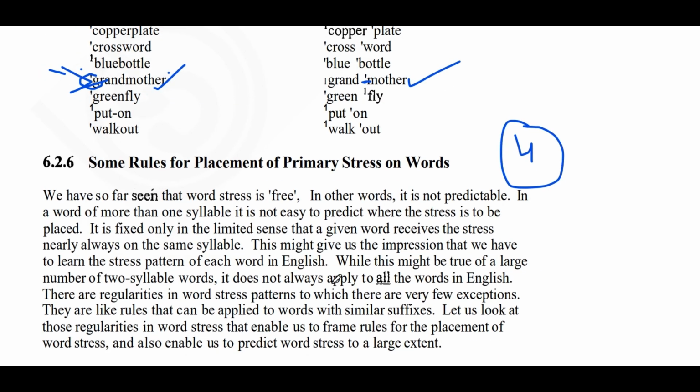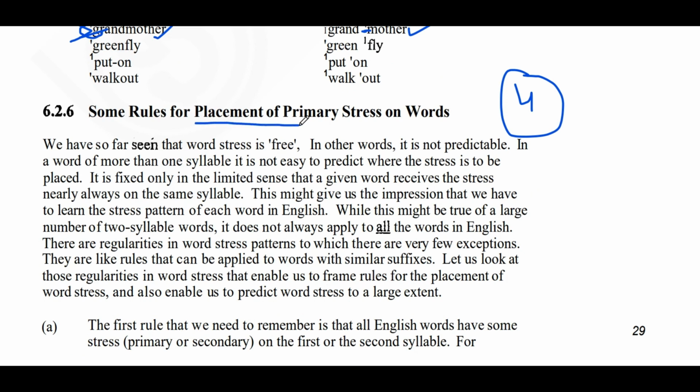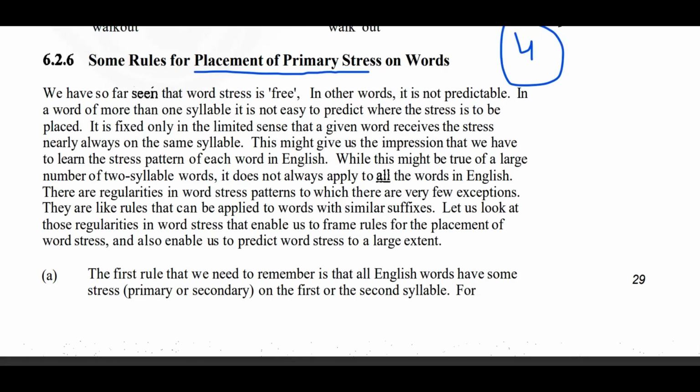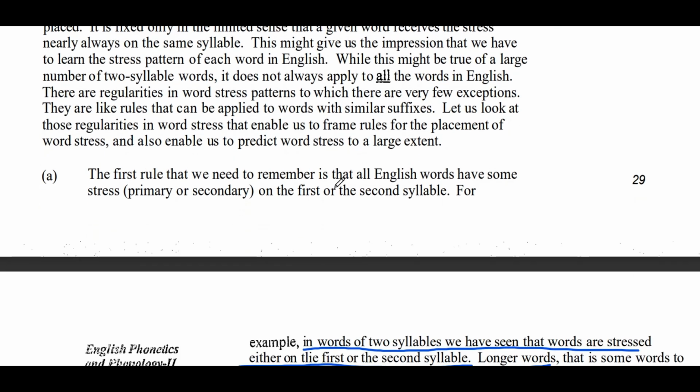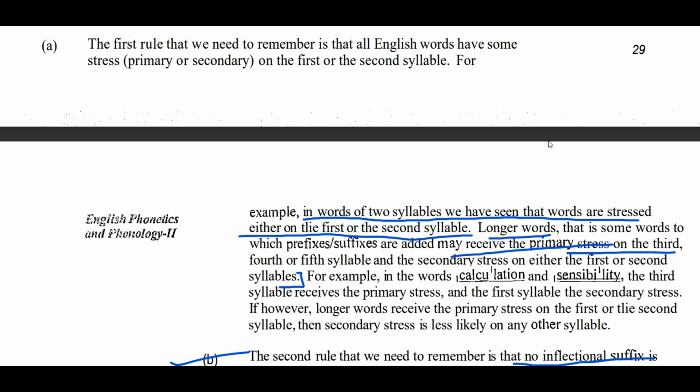I'll come to the next part, which is certain rules used for the placement of primary stress on words. In total, we have four rules for the placement of stress. Let's come to the first rule. If you have a two-syllable word, the stress would be either on the first or the second syllable. But as you move to longer words, which have prefixes or suffixes, they may receive the primary stress on the third, fourth or fifth syllable. It is possible that the stress would change from first or last to somewhere in between. For example, calculations, the stress is on this middle part. Sensibility, the stress is here.